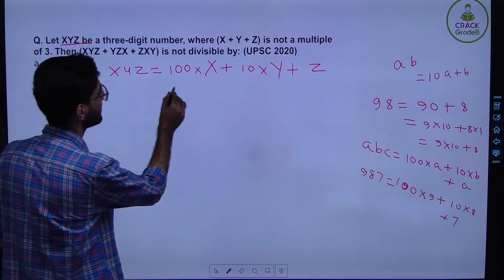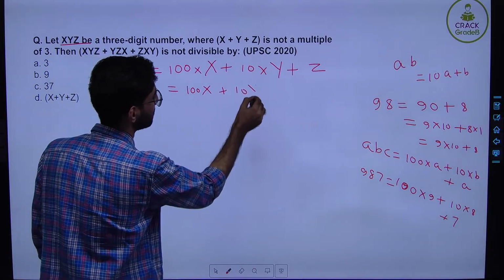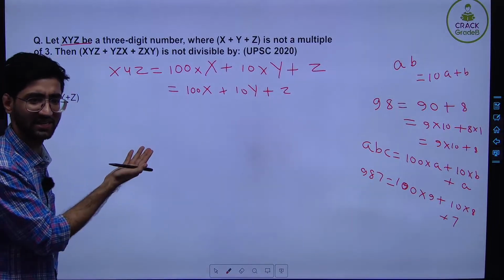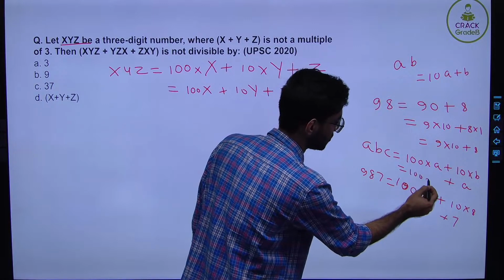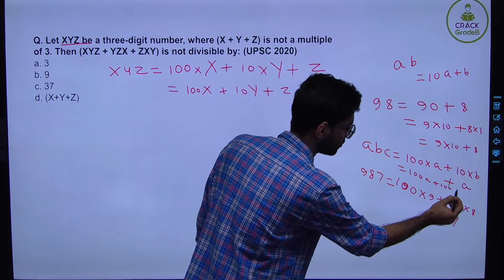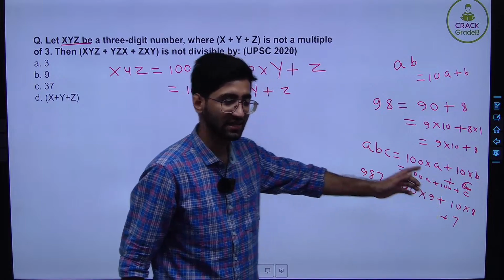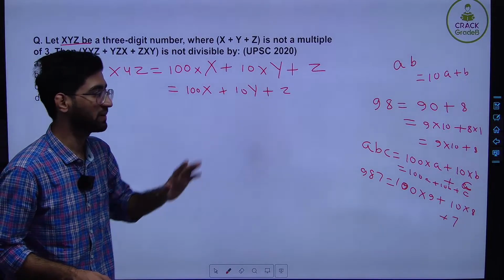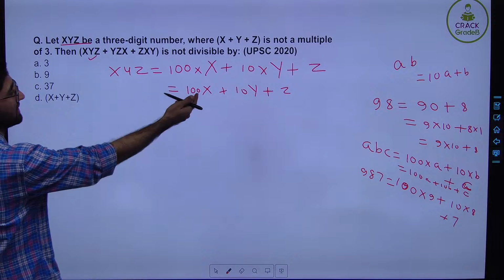Now tell me, can I write it as 100X plus 10Y plus Z? Are you able to understand? I can write it, right? See, can we write it as 100 into A plus 10 into B plus C? We can write it, right? Similarly, we can write XYZ as 100X plus 10Y plus Z. Okay, we can write XYZ in this form.